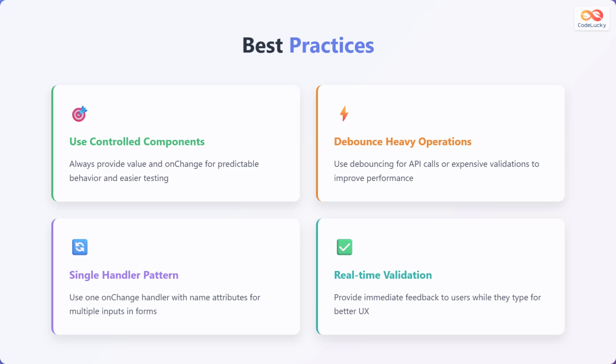Here are some best practices to follow when working with onChange. Always use controlled components by providing both value and onChange for predictable behavior and easier testing. Debounce heavy operations such as API calls or expensive validations to improve performance. Use the single handler pattern with name attributes for multiple inputs in forms. And provide real-time validation to users while they type for a better user experience.